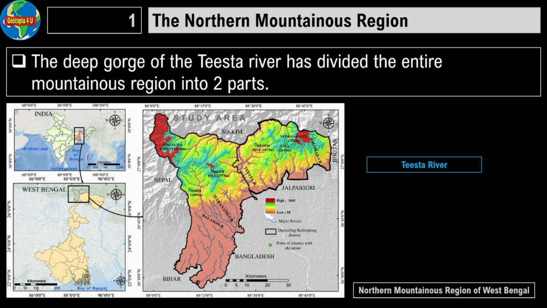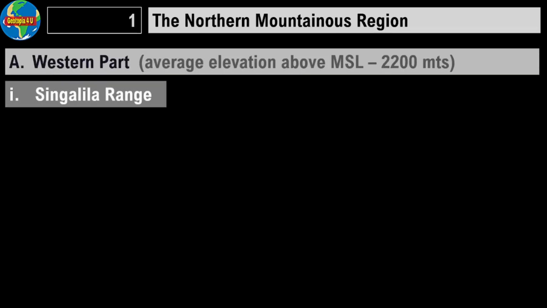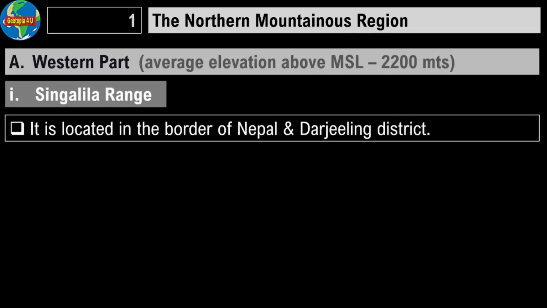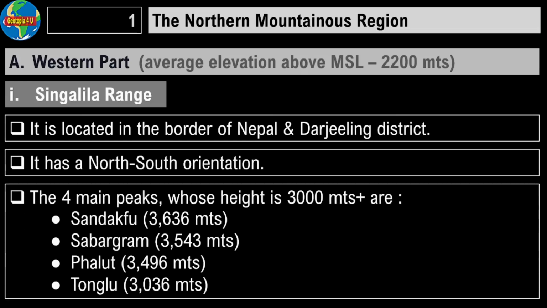In this picture, you will first notice the Tista River, which runs through the middle of the Himalayas present in West Bengal. To the west, we have got the western part, and to the east, we have got the eastern part. Number A, western part. The average elevation of the western part is approximately 2,200 meters above mean sea level.